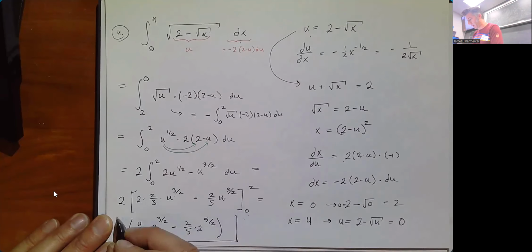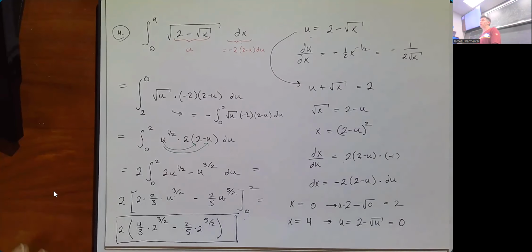And this probably is about as simple as it gets because 2 to the 3/2 does not simplify nicely. The square root of 2 is not a nice integer number, so we're just kind of stuck with that unpleasant answer there.